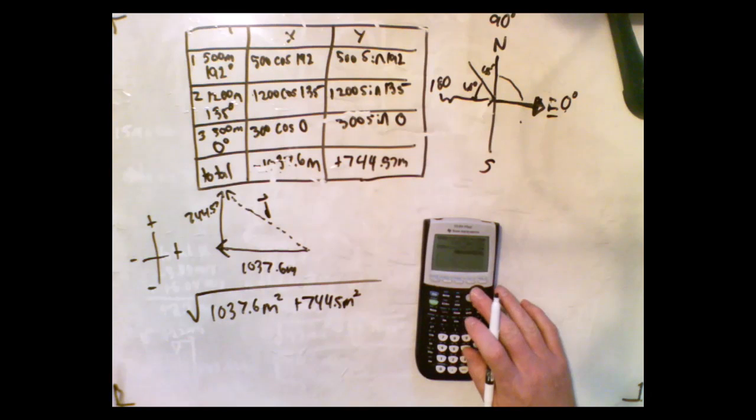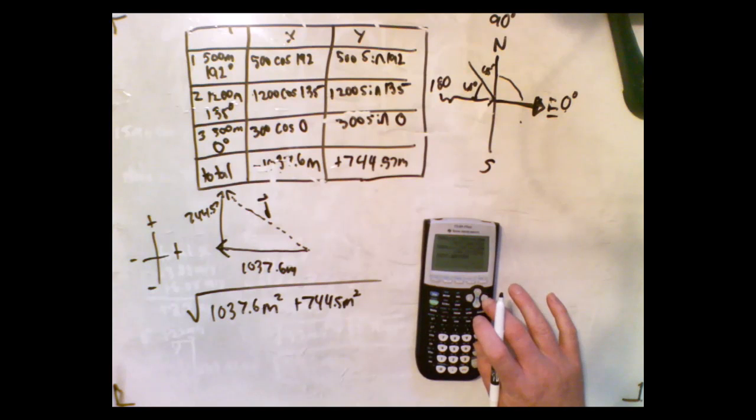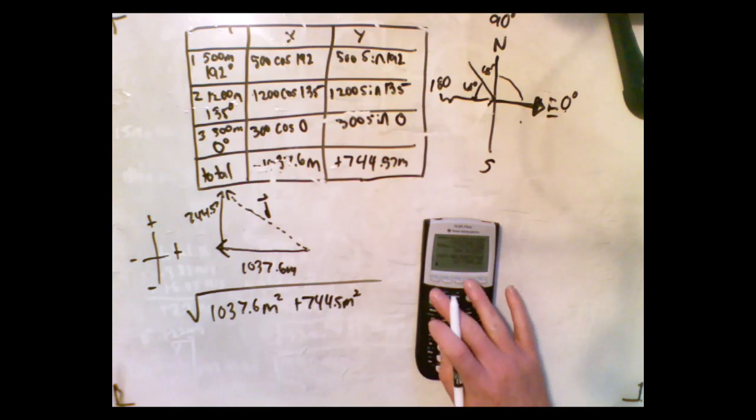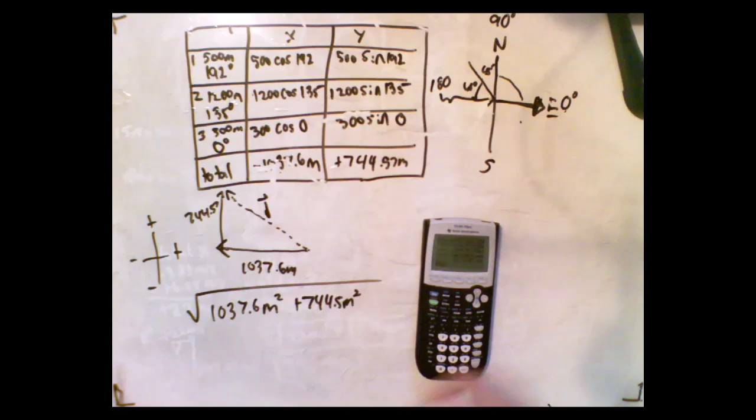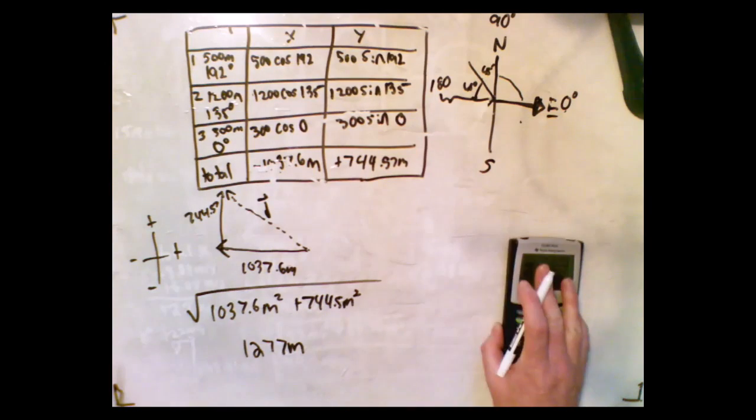So I have those answers in there already. So I'm just going to delete the negative from there. And I'm using my full answer like a good person. And then square root my answer. And I get 1277 meters. And I also need an angle.